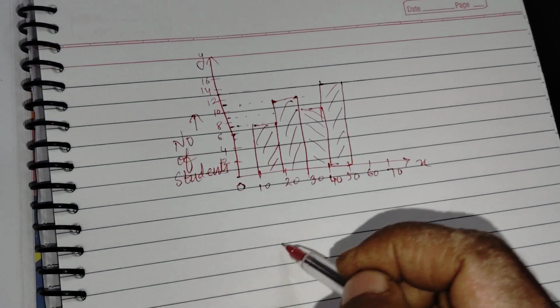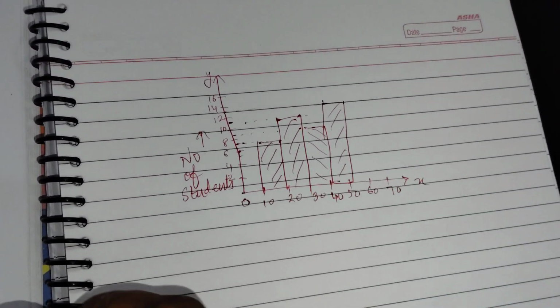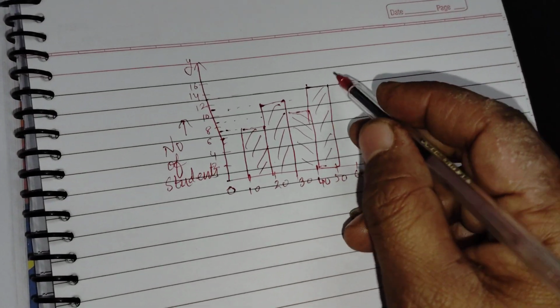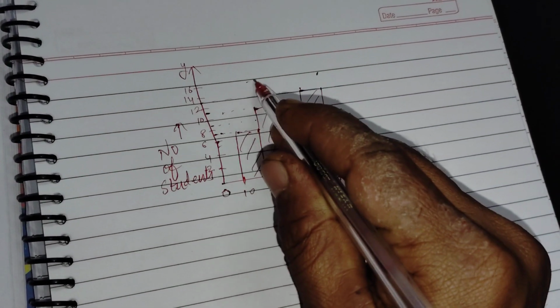Next is 50 to 60, which is 16. Till 16 we mark here.